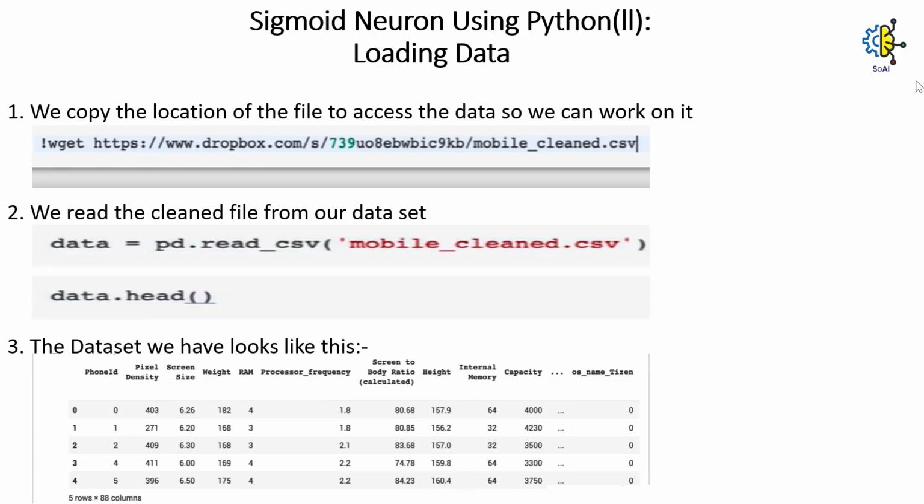Okay, so the csv file is the mobile_clean.csv file. This data is the variable which is used to read this mobile_clean.csv file, and this is the statement data.head function. With the data.head function, we have looked at the dataset. You can see the columns are phone id, pixel density, screen size, weight, ram, and so on, and the rows, you can see, are 0, 1, 2, 3, 4, and 5, so 5 rows by 88 columns. This is what the data.head function returns.